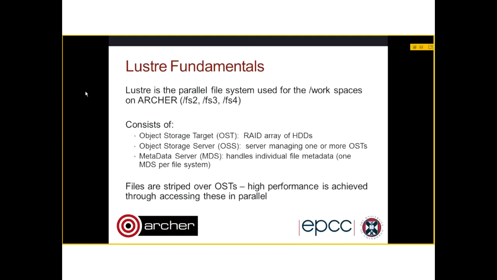A Lustre file system is made up of a sort of hierarchy of entities. First is the object storage target. That's a RAID array of hard disk drives. So the basic unit is a whole RAID array, so it's already at quite a high level. And then there will be several of those OSTs in one object storage server. So that's a computer which handles all those disk drives.